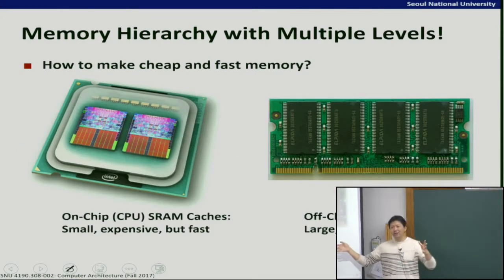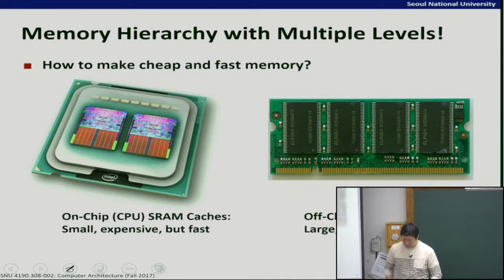In pipelining, I took an example of laundering, right? Laundering is like you wash, dry, fold, and put it into the closet, all these things, right? Let me make a similar analogy to explain this caching idea. So the challenge here is how to make cheap and fast memory.